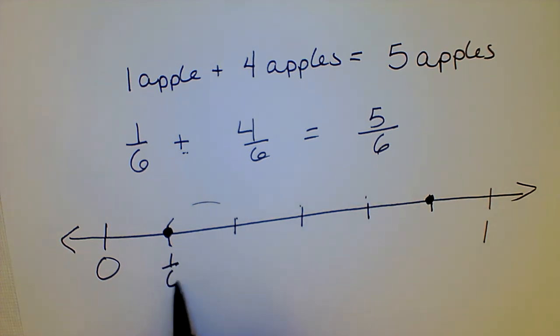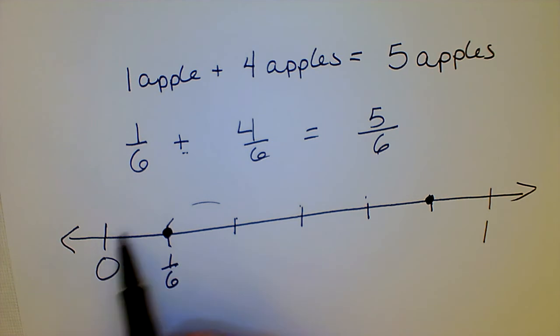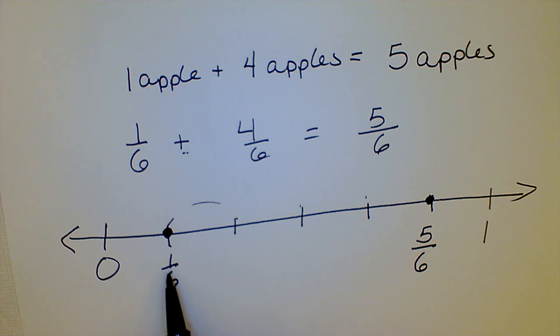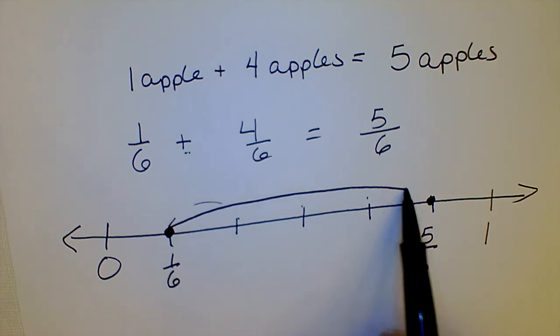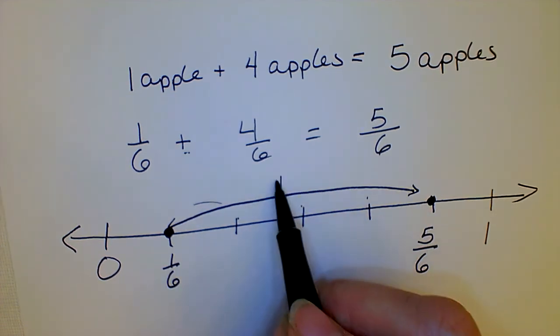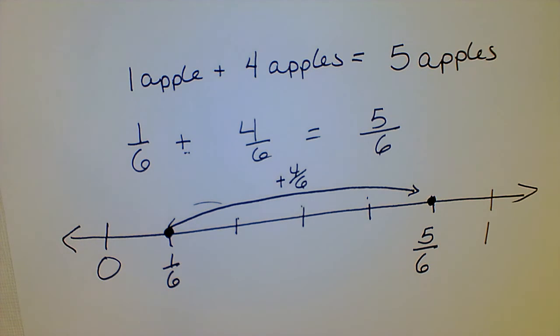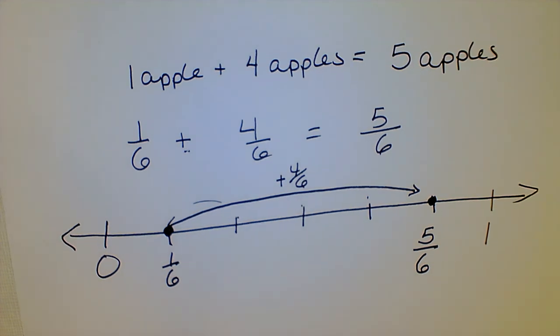So oops, I forgot to label 1/6. So let's see. 1, 2, 3, 4, 5. And look at that, it worked. So we started at 1/6. We went up, we increased by 4/6 this time. So 1/6 plus 4/6 is 5/6, and we just showed that.